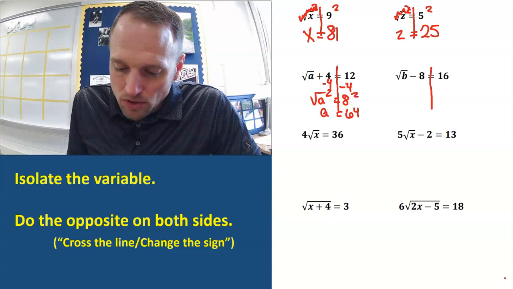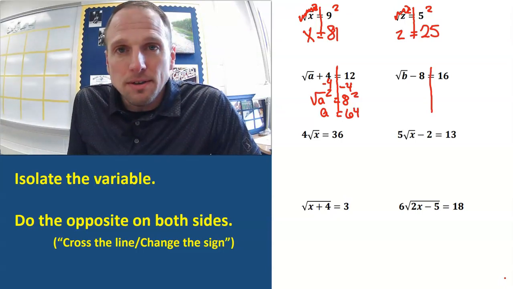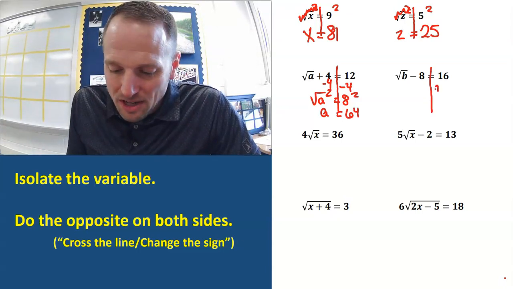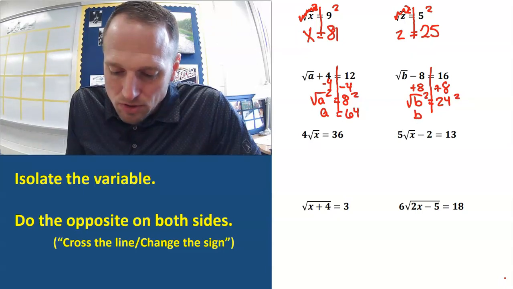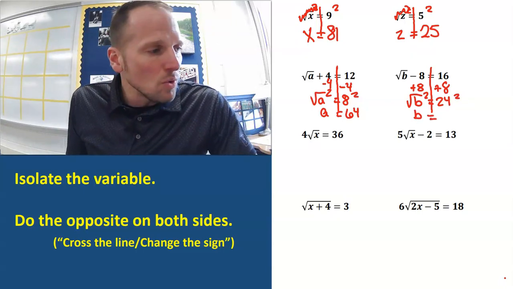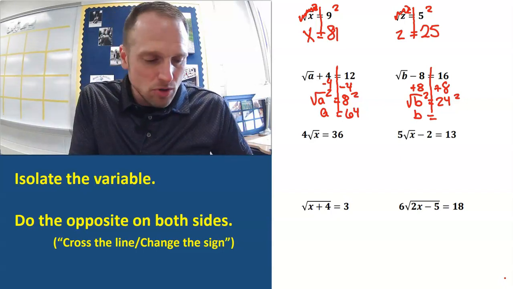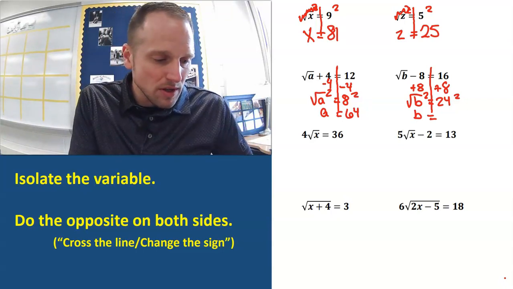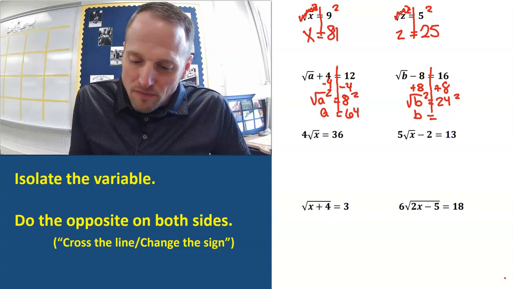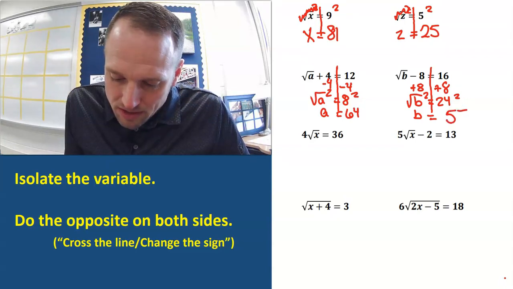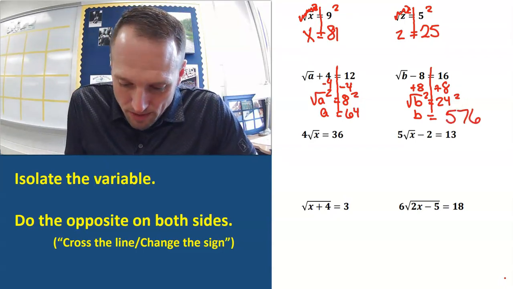Let's look at another one. So what's the first step over here? Yeah, you said it. I heard you. Add the 8 over. Plus 8 plus 8. So root b is equal to 24. How do I get rid of the square root of b? I'm going to square it. I'm just going to get b equals, ooh, I need my calculator for this one. I'm not sure what 24 squared is. 576. All right, let's look at the next one.